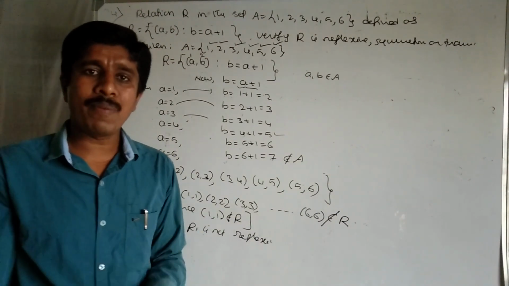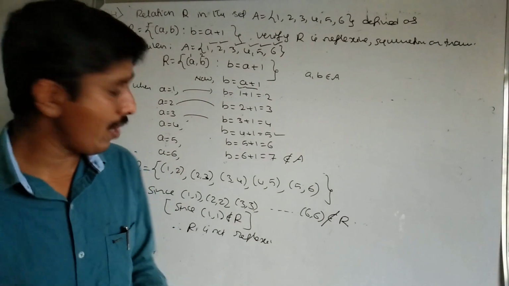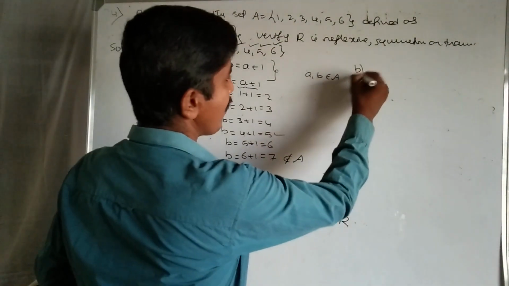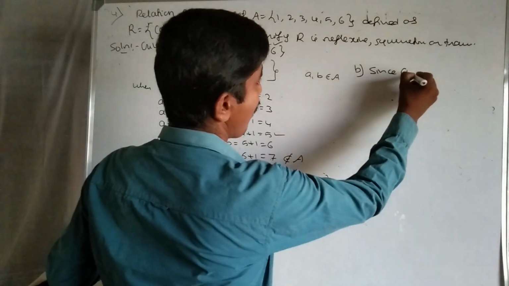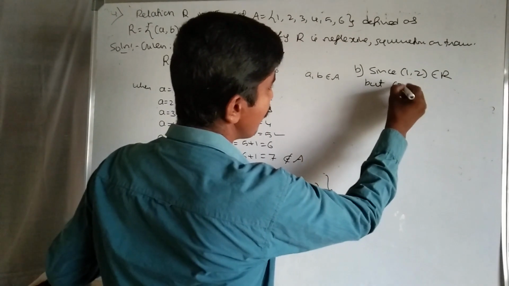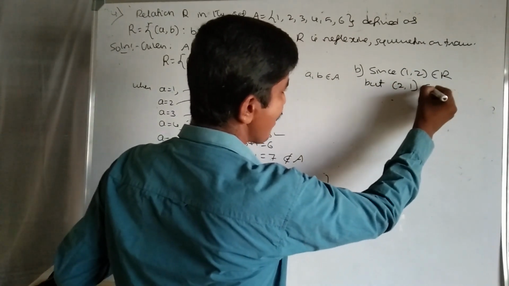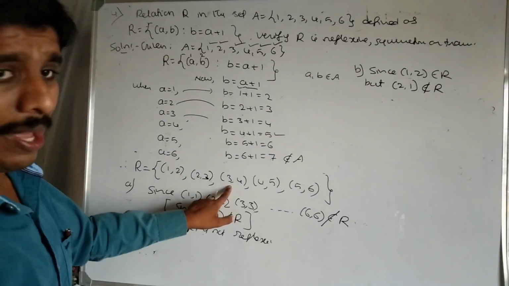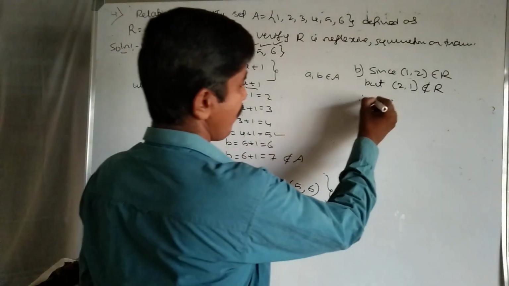Symmetric means (a, b) belongs to R and (b, a) belongs to R. Take any element here. (1, 2) belongs to R. Symmetric, second one. Since (1, 2) belongs to the relation, but (2, 1) doesn't belong to the relation. Correct, here we don't have (2, 1). Therefore it is not symmetric. Finish.